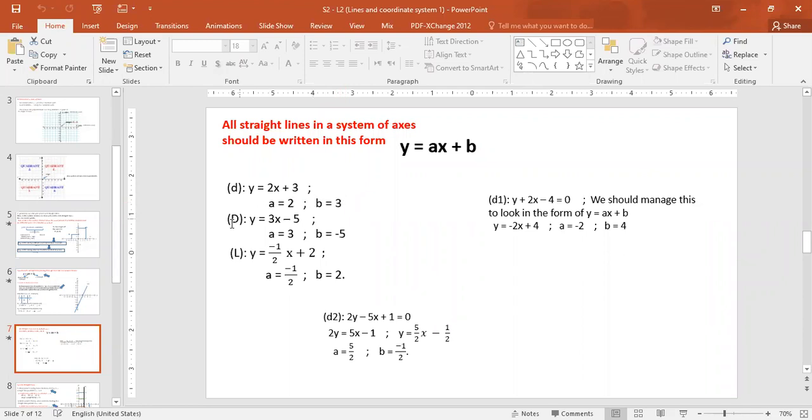Yes, Nurjan. I gave you straight line D, y equal 3x minus 5. Is this written in the form y equal ax plus b? No. Why, Nurjan, no? Look, Nurjan, here we have a y, here we have a y. Equal, equal. Here we have a 3x, here we have ax. Here we have a plus b, here we have minus 5. We said that b can be a positive number or a negative number. So what do you think, Nurjan? Is this straight line written in the form y equal ax plus b?